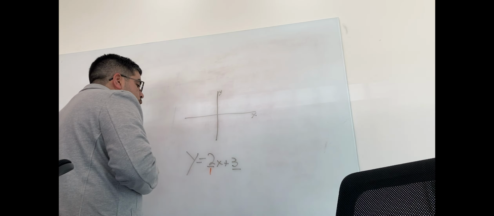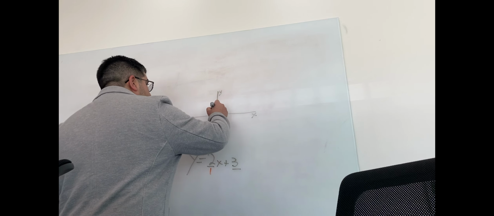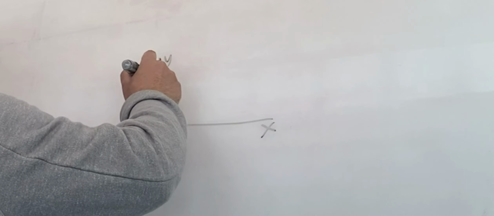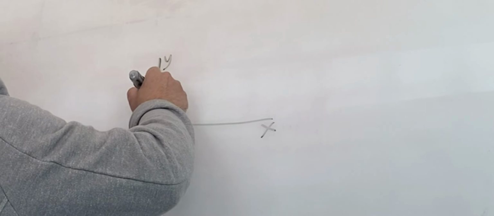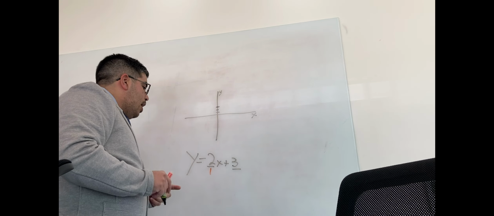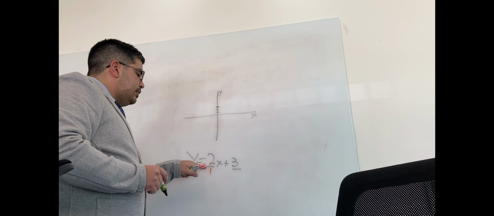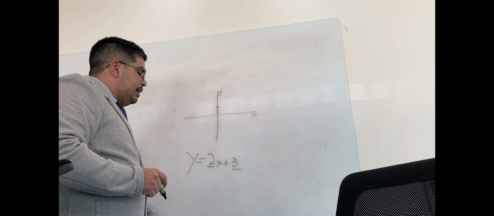So plus 3. What that means is you go up 3, 1, 2, 3 on the y-axis, and that's where you put a point. That's one of the points. That's where the line's going to cross the y-axis. And so that's going to be b. And then we have the 2x. In this case, I put the 1, but the 1's technically not there.